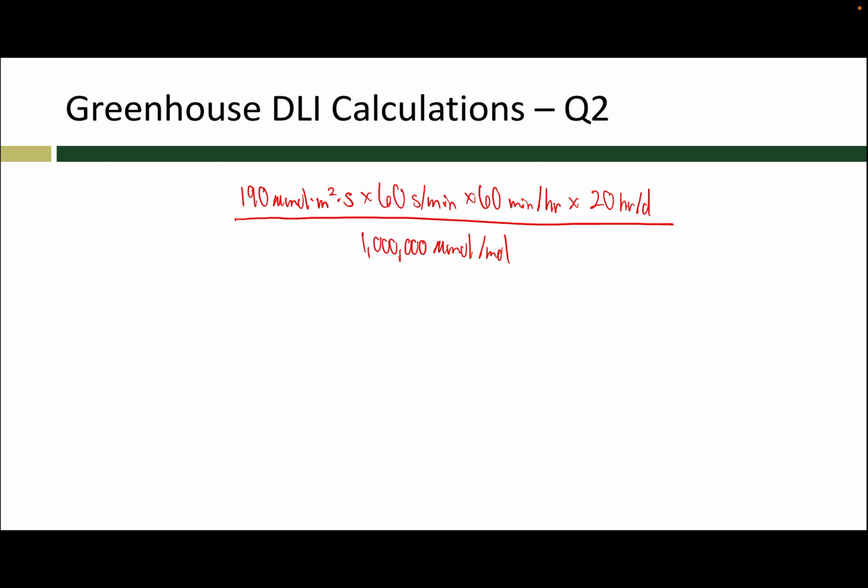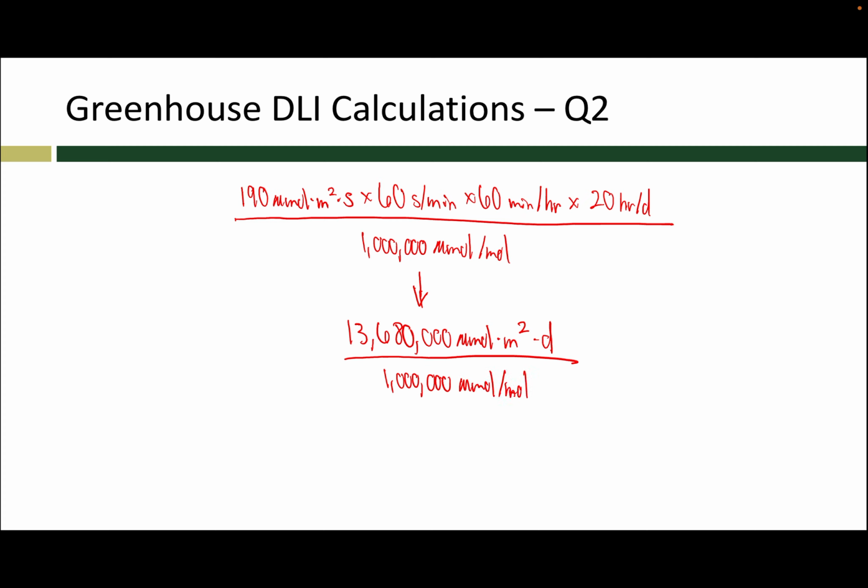And so if we go ahead, we can multiply across this top row. So we're going to take that 190 multiplied times 60 times 20. And what we're going to find is that we have 13,680,000 micromoles per meter squared per day. And again, what we want to do is ultimately convert that into moles, which is why we have 1 million micromoles per mole here on the bottom.